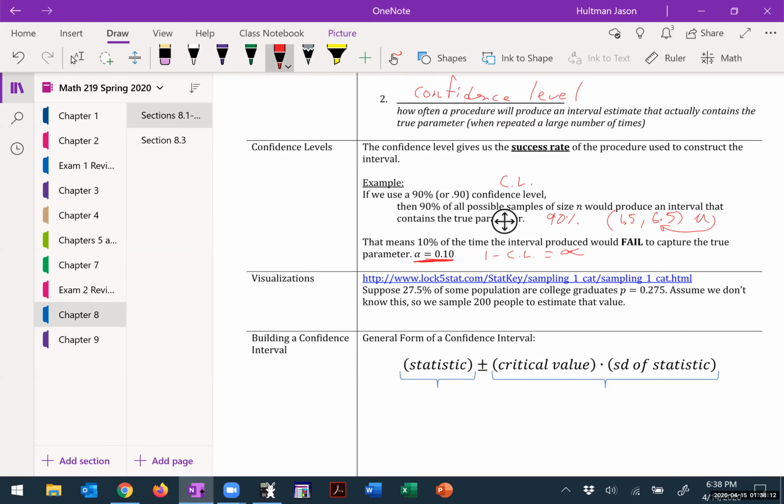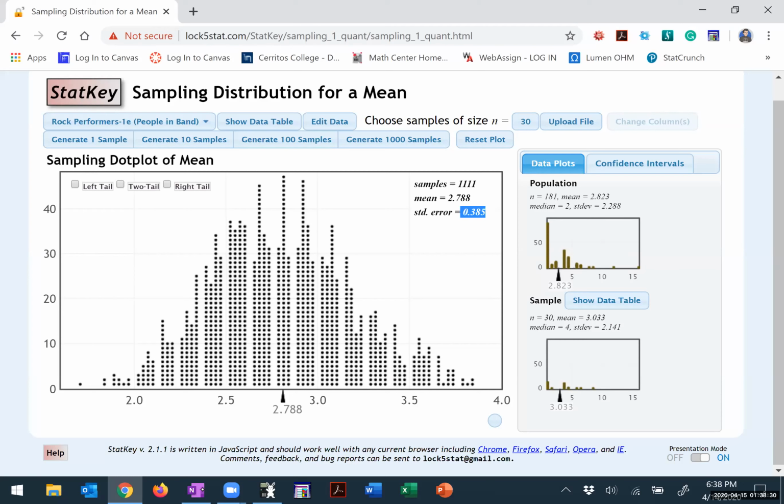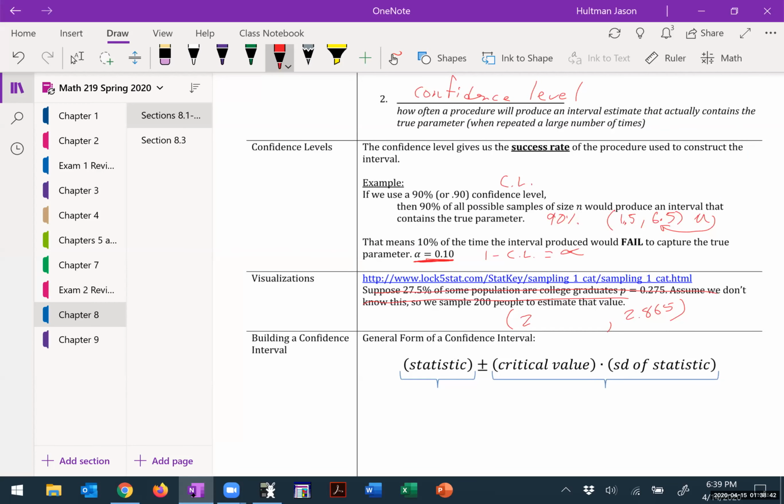So 2.865, that's my upper bound. What's my lower bound for 2 standard deviations? I'm going to enter the same thing and just subtract the numbers. Are you plugging in 0.0385 or 0.385? Oh, shoot, you're right. I did it wrong. Thank you so much, Patricia. Yeah, I put the decimal point in the wrong spot.